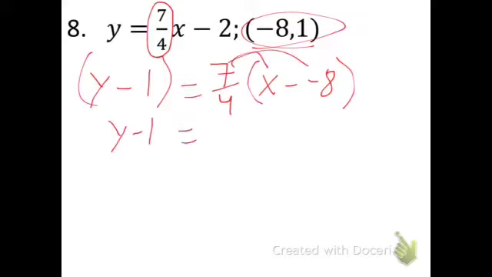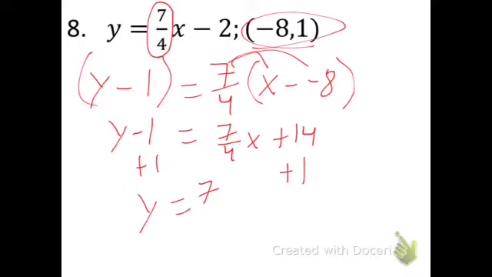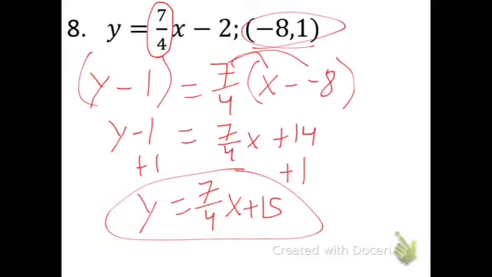Right side, distribute that through. We're going to get 7/4 x. 7/4 times positive 8 is 14. 7 times 8 is 56, divided by the 4 is going to give you 14. And we're now going to add 1 to both sides. You're looking at y equals 7/4 x plus 15.